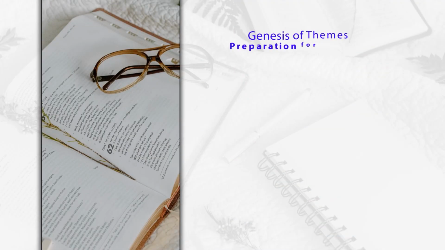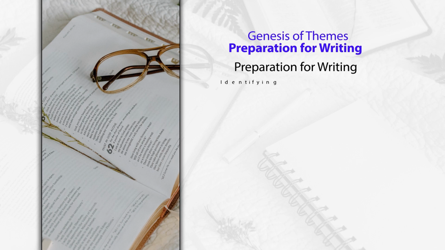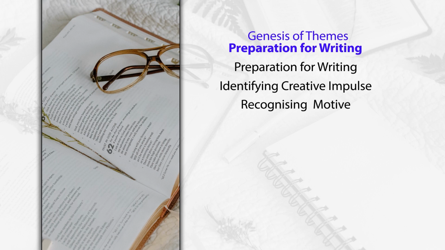So let's recap now. In Block 2, Unit 1, we discussed the genesis of themes and the preparation for writing. How do we prepare for writing? We look at the creative impulse, we identify it, we recognize motive, we are honest with ourselves, we figure out why we want to write and how we want to write. Mechanics of writing, which is the how and the why coming together in concrete form.